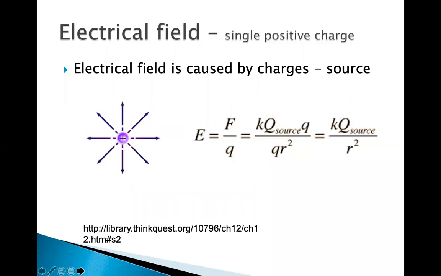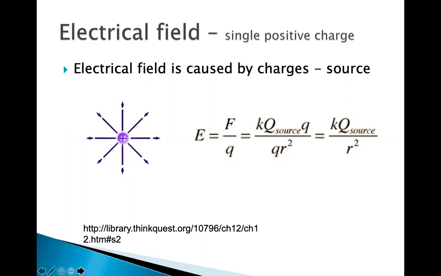One single positive charge can create an electric field. The electric field magnitude is given by K times the charge of the source divided by R squared. And the direction is going away from the positive charge. Here, the electric field lines are the solid lines with arrows.